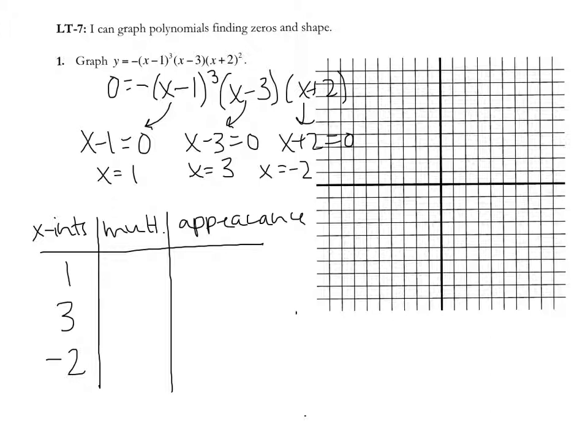Remember, once I know what my x-intercepts are, I can use my equation to find the multiplicity of each of those x-intercepts. So for the x-intercept 1, I'm going to look at the factor that x-intercept of 1 came from, and I'm going to look at the exponent on that factor, and that will be the multiplicity of my x-intercept. So I have a multiplicity of 3 on my x-intercept 1.